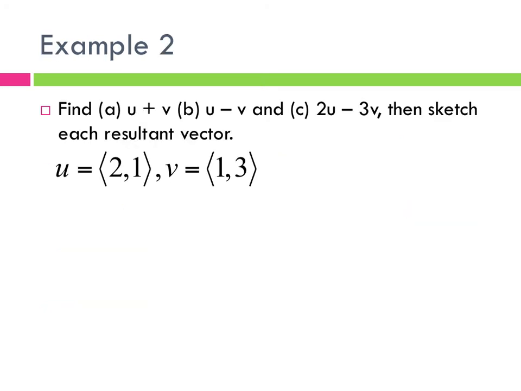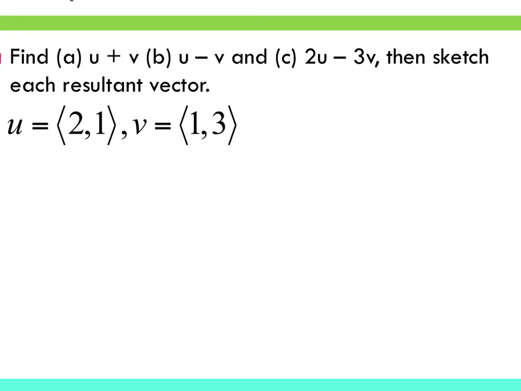All right, so this one says find A, u plus v, B, u minus v, and C, 2u minus 3v. Then sketch each resultant vector. So we're going to do them one at a time, and then we'll go back and draw them. So the first one is A, u plus v. So I add the x's in both, 2 plus 1. Then I add the y's in both, 1 plus 3. And my resultant vector is 3, 4.